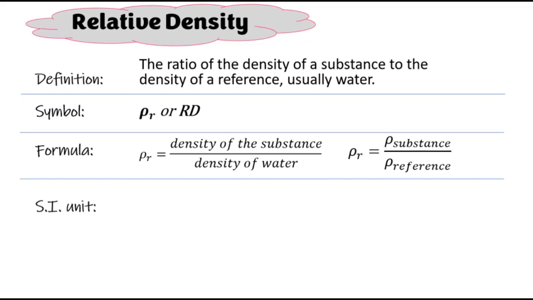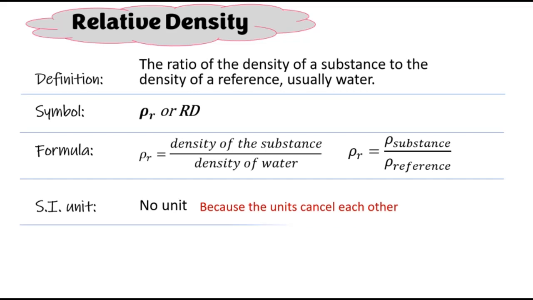Now let's look at the SI unit for relative density. There is none. Relative density has no units because both the numerator and denominator have the same units, and so they would cancel out each other. So relative density is one of those quantities in physics that has no units.